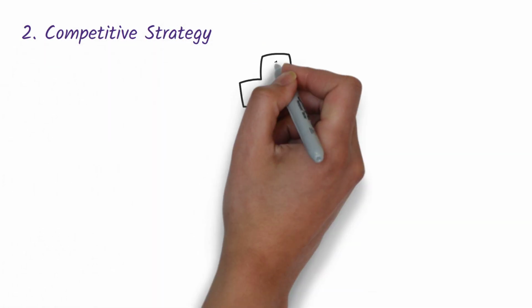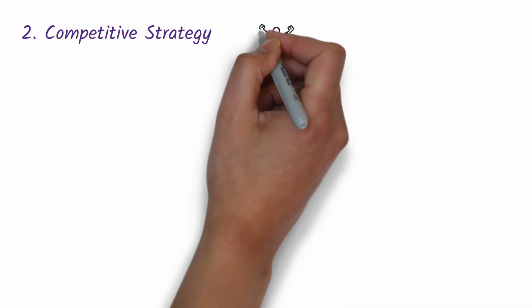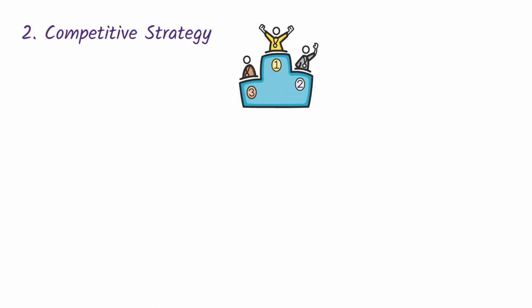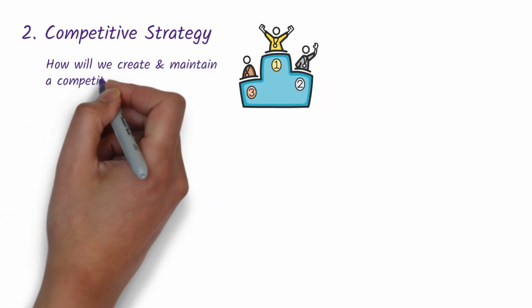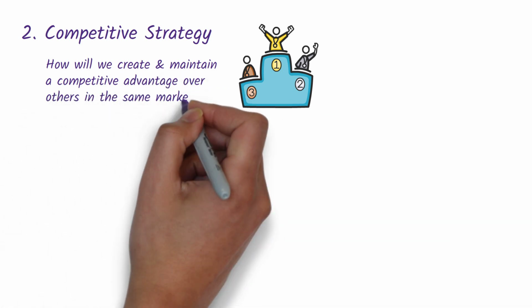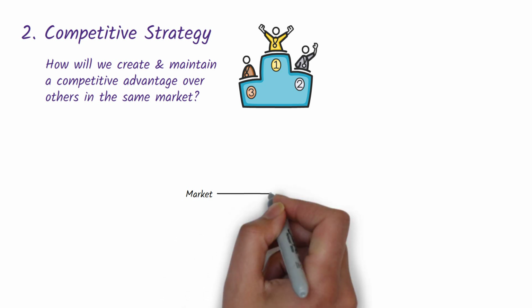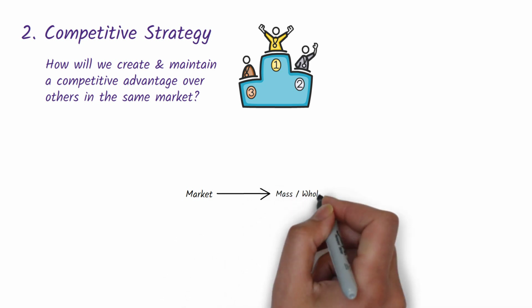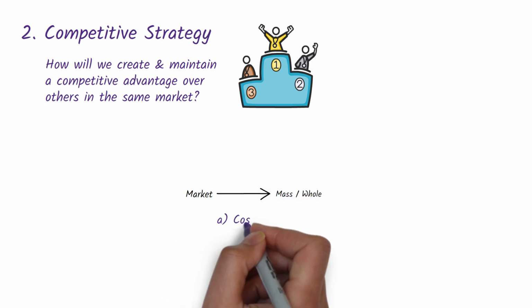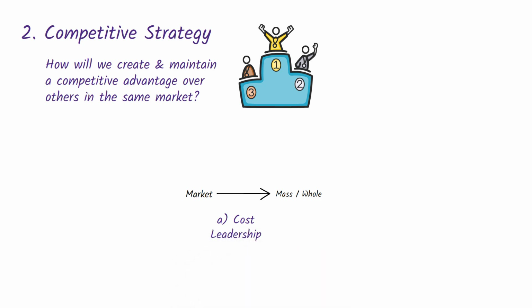This is also sometimes referred to as the business strategy. This strategy focuses on how we're going to create and maintain a competitive advantage over others in the market. There are also 4 types of strategies we can utilize here. 2 that focus on a market as a whole. These are a cost leadership strategy and a differentiation leadership strategy.